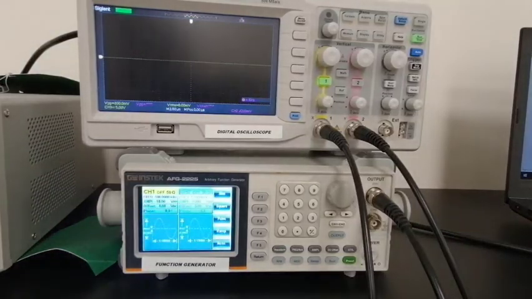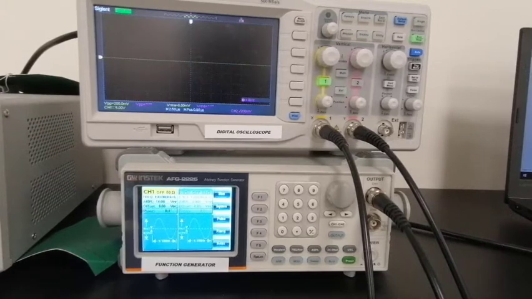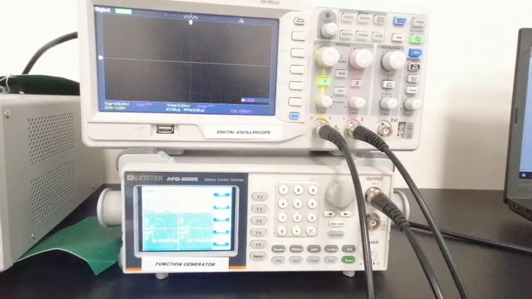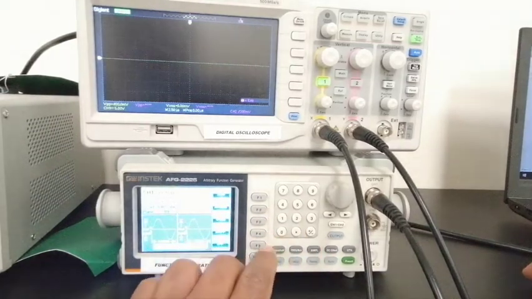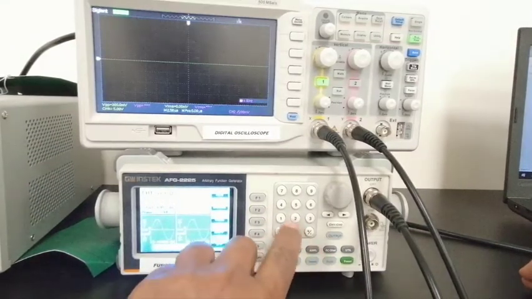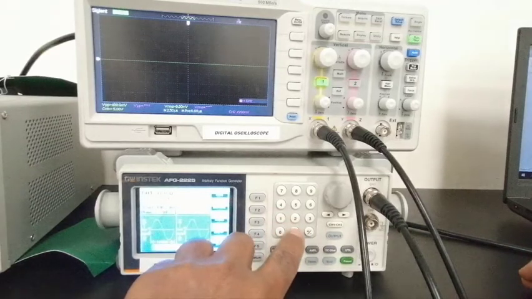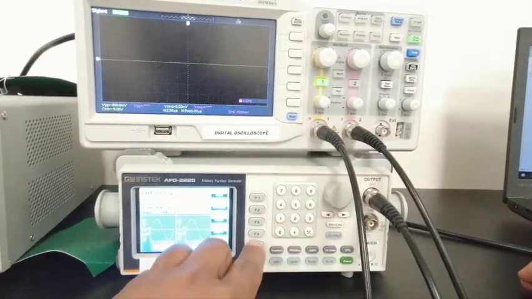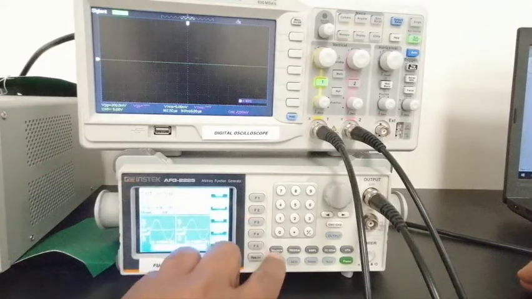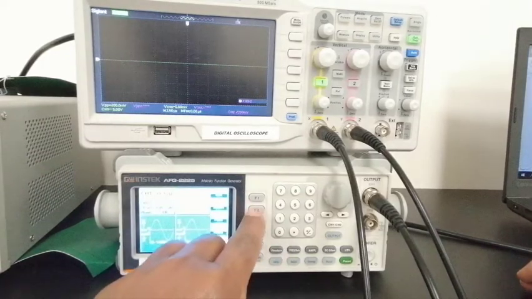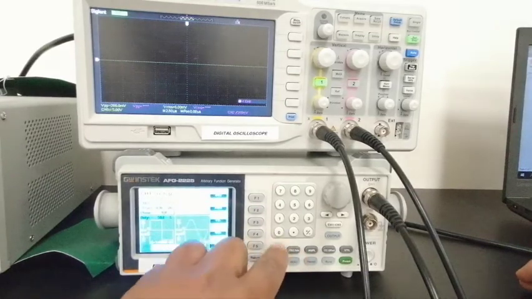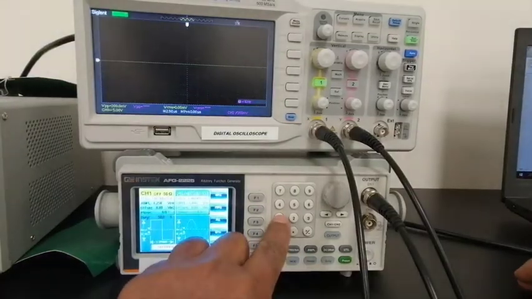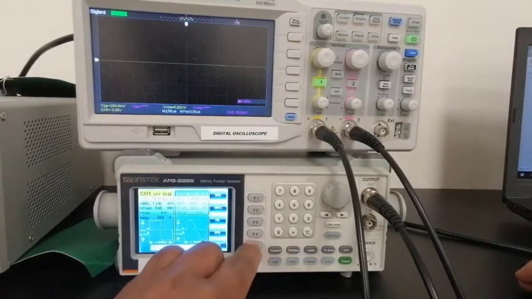So here on the function generator, I am going to select the amplitude of 2.5 volt. For the waveform, I'm going to select square waveform. For the frequency, I am going to select 1 kilohertz.